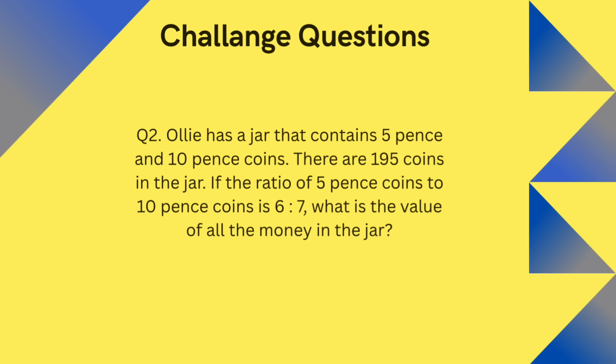Challenge question 2. Ollie has a jar that contains 5 pence and 10 pence coins. There are 195 coins in the jar. If the ratio of 5 pence coins to 10 pence coins is 6 to 7, what is the value of all the money in the jar?